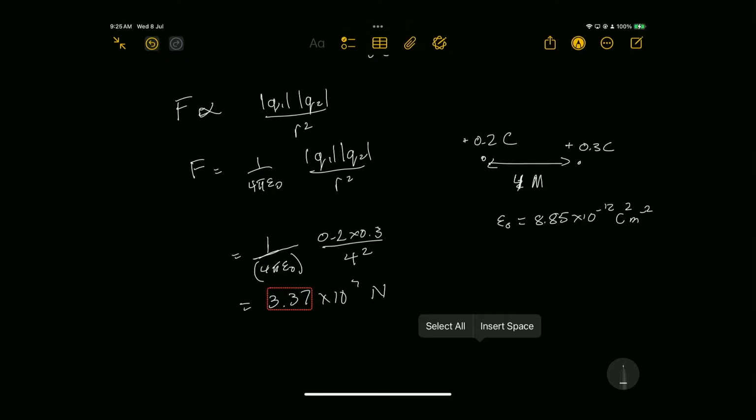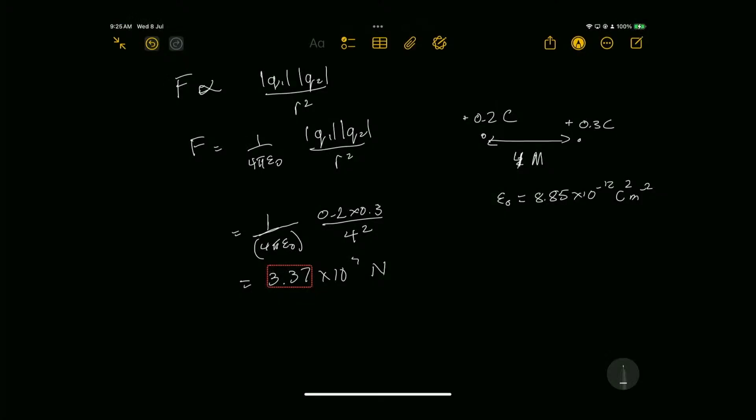Right. Now these are very big charges, right? 0.2 coulombs and 0.3 coulombs. If we look at the charge of our electron, it's on the order of 10 to the minus 19, right? So just for simplicity, I used these charges for the practice question. So that is why we basically got a very large force like this, right?